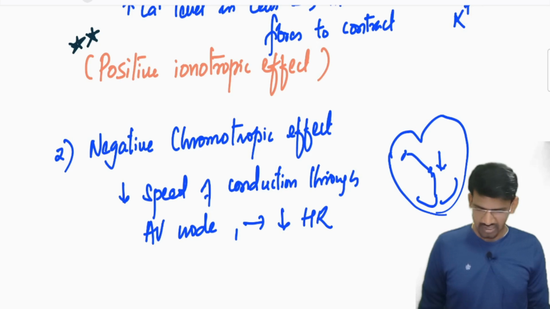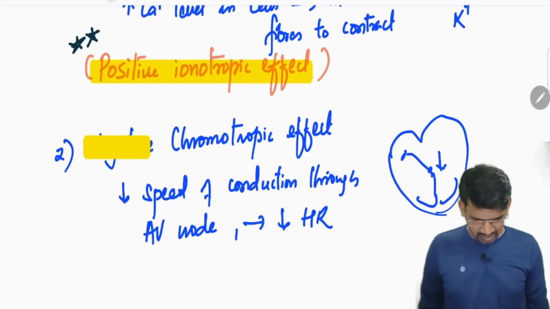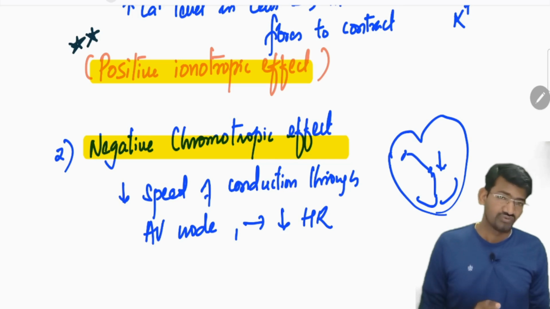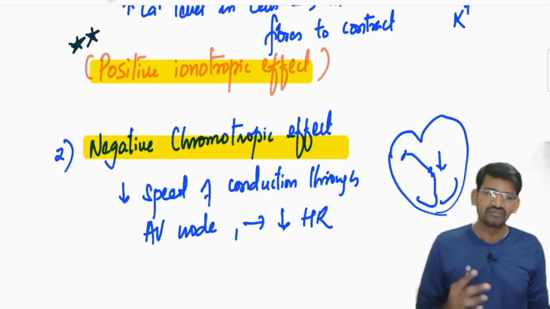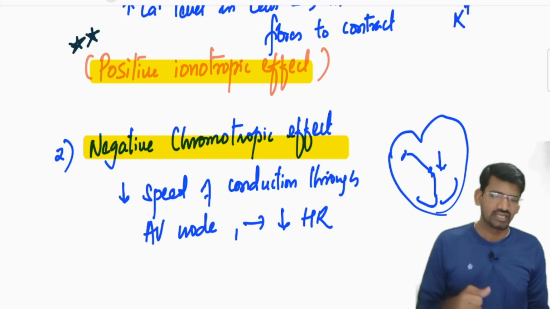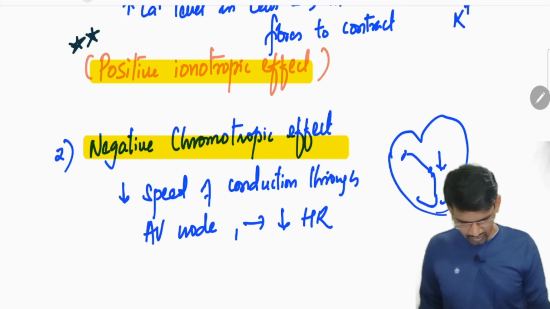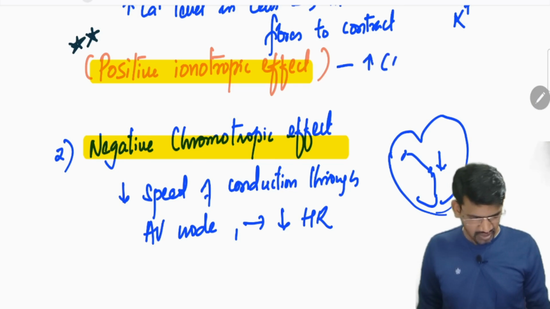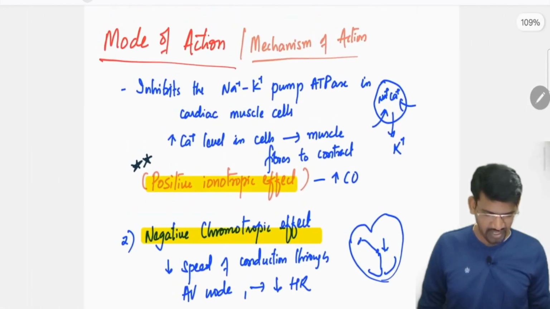These are the very important mechanisms of action. You must remember this. One is a positive inotropic effect. Similarly, it acts as a negative chronotropic effect on the heart, reducing the heart rate. It increases the cardiac contractility, or the ventricular contractility, and thereby increases the cardiac output.